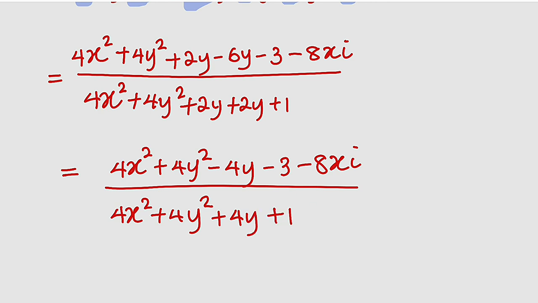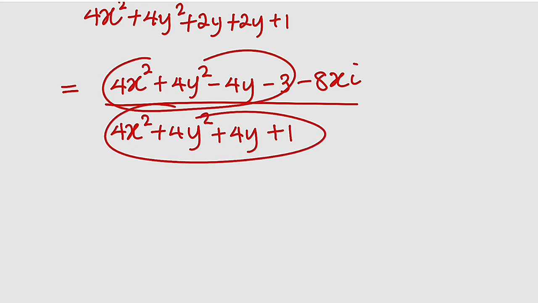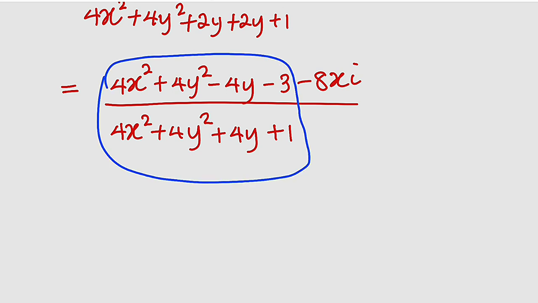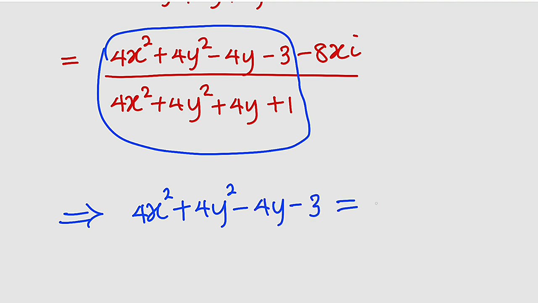Lastly, I would like to separate the real and the imaginary parts. You see to the top, we only have this as imaginary part. So we take the whole of this and divide by this. Okay, we don't even have to do that. Remember, they said it is purely imaginary. Therefore, the real part will have to be equal to 0. So we can just take this and set it to be equal to 0, right? And you know that the denominator cannot be equal to 0. Hence, the numerator will have to be equal to 0. This implies that 4x squared plus 4y squared minus 4y minus 3 will be equal to 0.